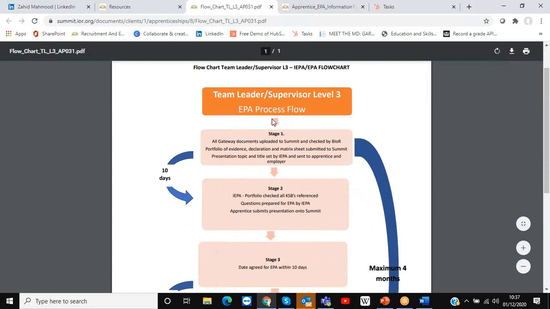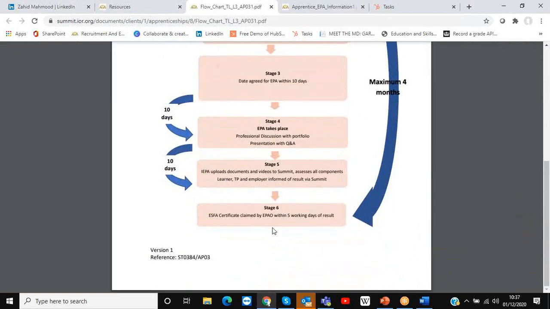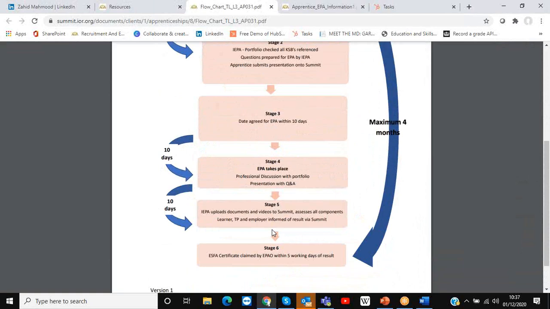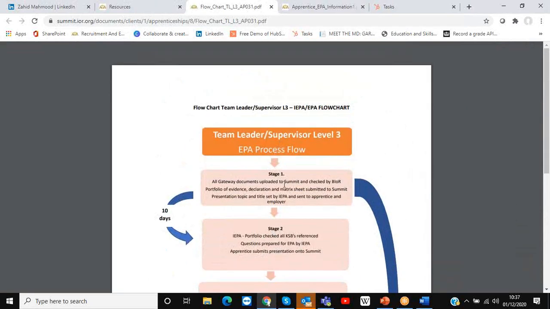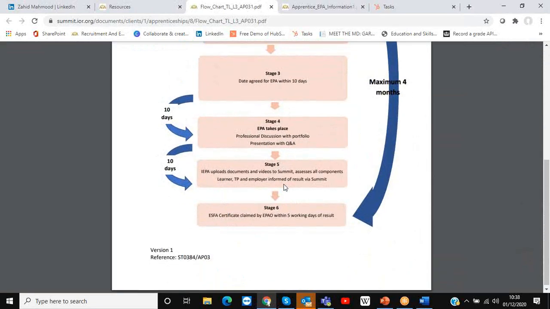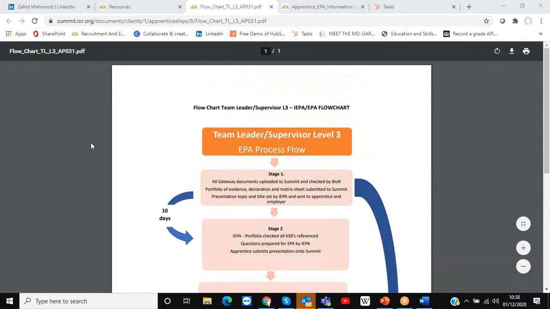So one change that we can see straight away is that there's no knowledge test, and there's also a maximum of 4 months for the EPA to be carried out from Gateway, etc. But this just gives a clear picture of what will happen, and these flow charts are absolutely great on there. So you can pick these up from the resources section there.